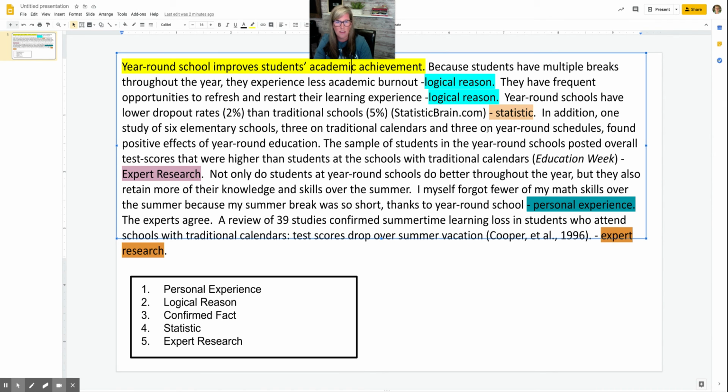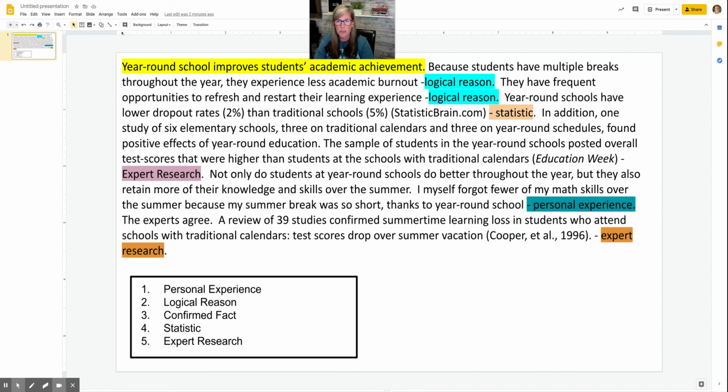So I think as long as you mix in a little bit of everything and then leave your readers with something really strong from the experts, I think you'll be okay. So for me, the answer is it doesn't really matter which order you put them in. But I think you do need to leave your readers with a very strong piece of evidence at the end, either a confirmed fact, a statistic, or expert research that really drives home your point and your claim.